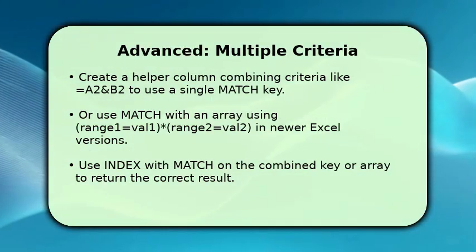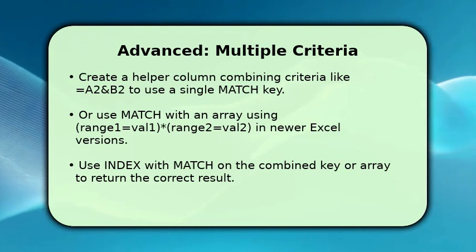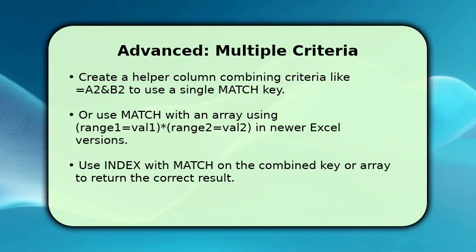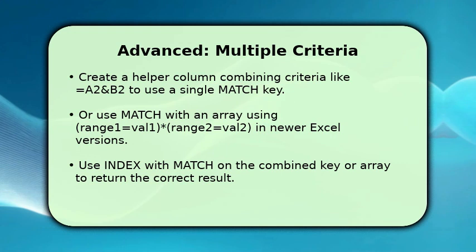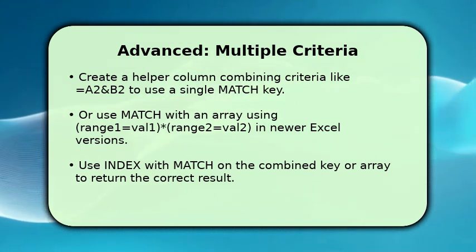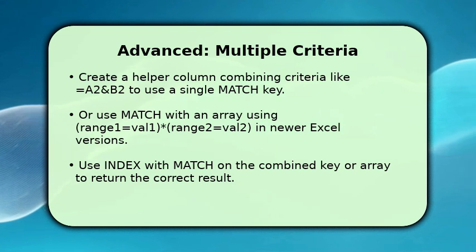For multiple criteria, use a helper key or an array MATCH approach. Create a helper column combining criteria, like =A2&B2, to use a single MATCH key. Or use MATCH with an array, using (range1=val1)*(range2=val2), in newer Excel versions that support dynamic arrays. Use INDEX with MATCH on the combined key or array to return the correct result.